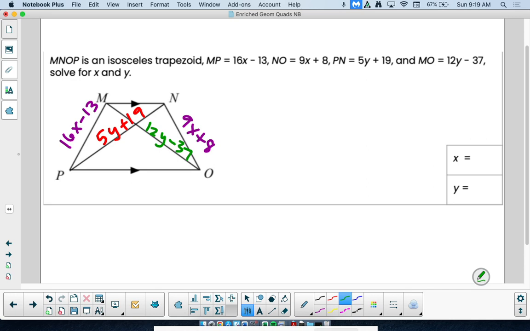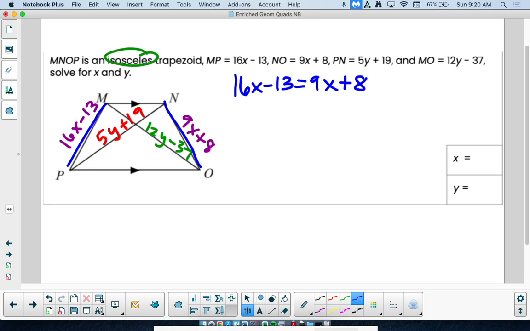All right, so we are solving for our variables x and y. Since we are told it's an isosceles trapezoid, some things you should be thinking is I know that my legs are congruent, base angles are congruent, and our diagonals are congruent. So if I look here at our legs, I can set these equal to each other because they are the same. Bring your x's to one side, your constants to the other. So we're going to have 7x equals 21. Divide out, x should be 3. That was pretty straightforward.